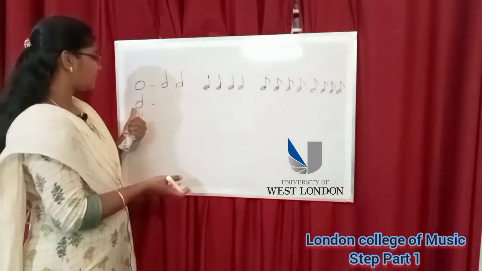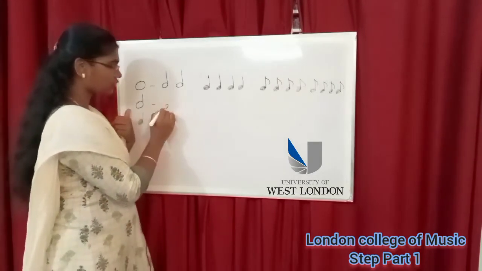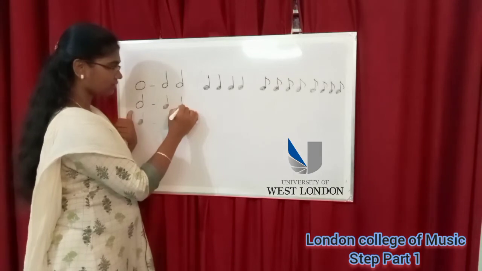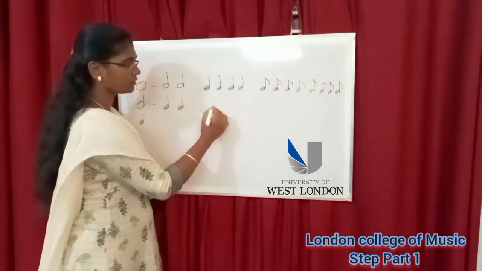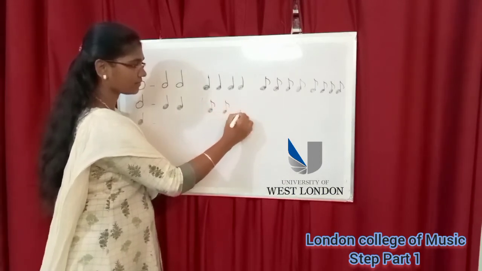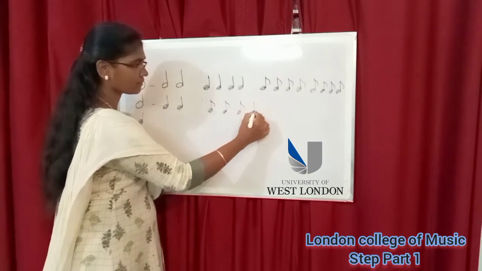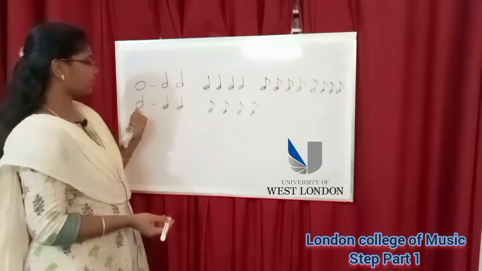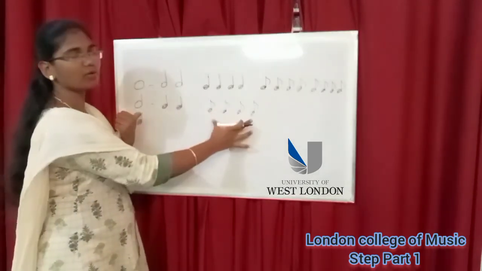Like that, the minim note can be written as 2 crotchet notes, or 4 quaver notes. That's all. So the minim note can be written as 2 crotchet notes or 4 quaver notes.